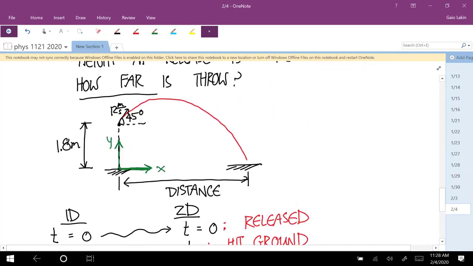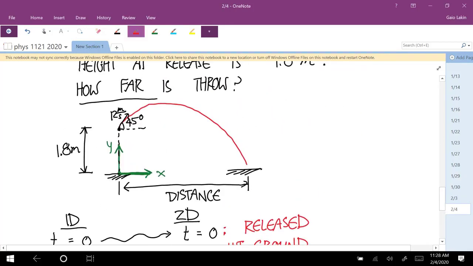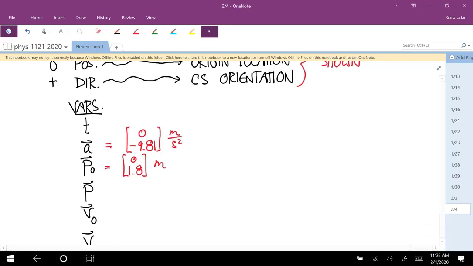What about the position at time t when it hits the ground? Do we know anything about the position there? The y component is 0. We don't know anything about x. That's what we're trying to find. So py is 0, and px is what we want.